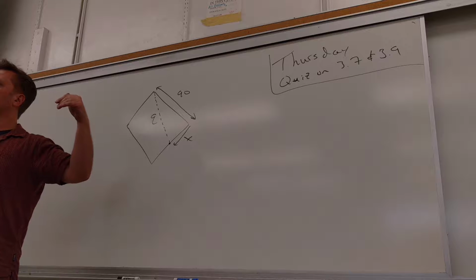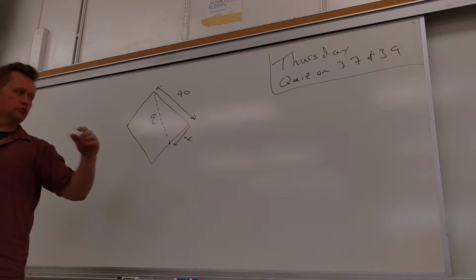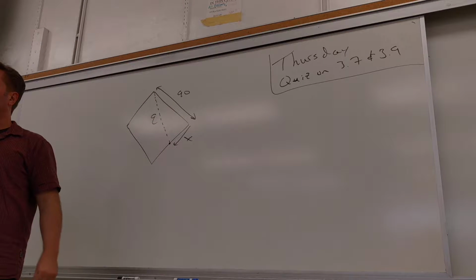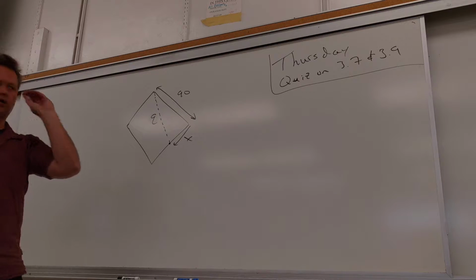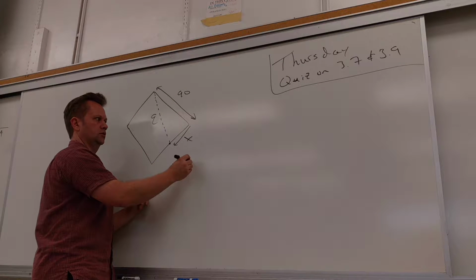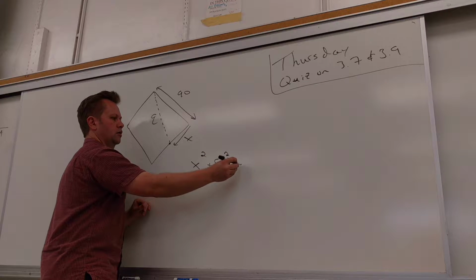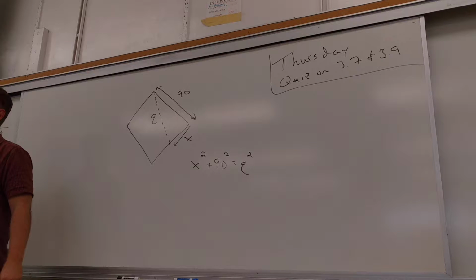Side. Yeah, do I care about the angles? No. If I cared about the angles, maybe I'd do some trig. But I just want to use the Pythagorean theorem, right? So that would be X squared plus 90 squared equals Q squared. I like it. Cool.